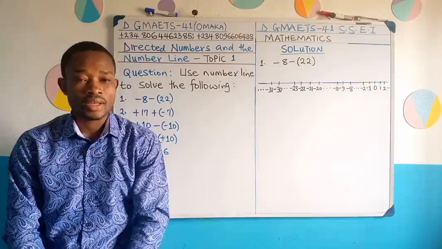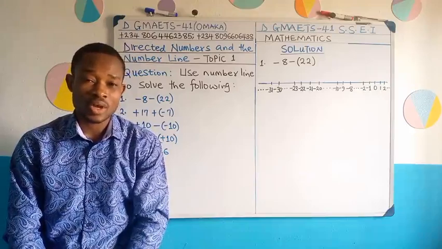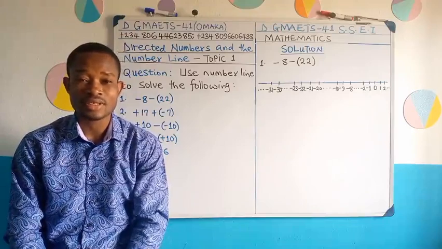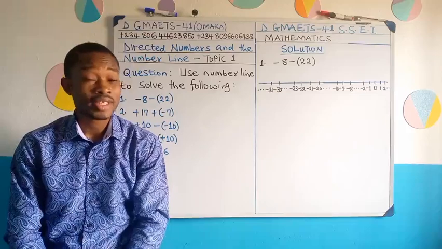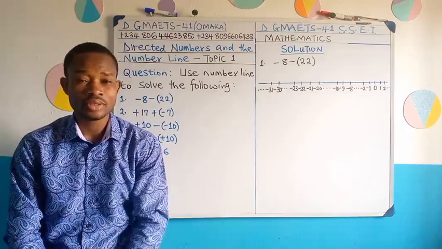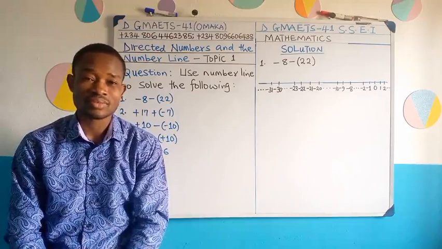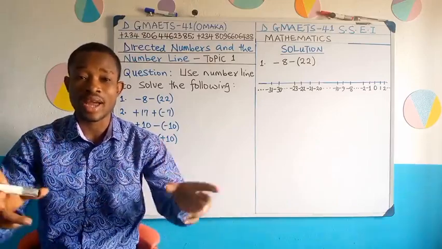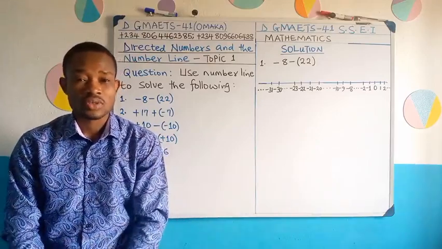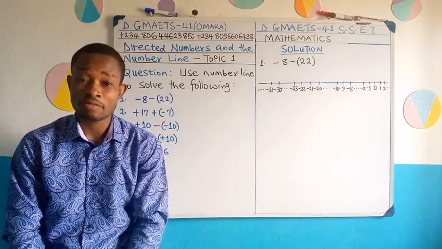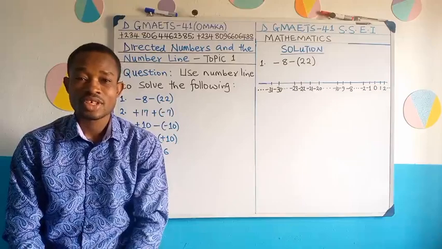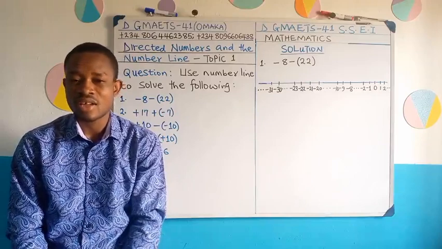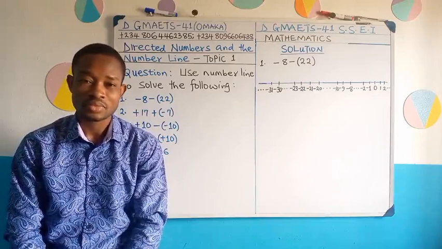In this topic, directed numbers and the number line, what are the objectives? What are the things you're expected to learn at the end of this topic? When we are done with this topic, you should be able to identify directed numbers. You should know how directed numbers move on a number line. And of course, you should be able to solve problems using number lines. The problems you solve in this case are directed number problems.